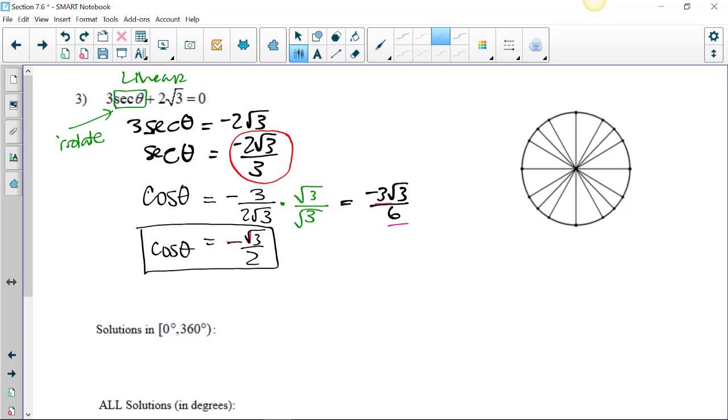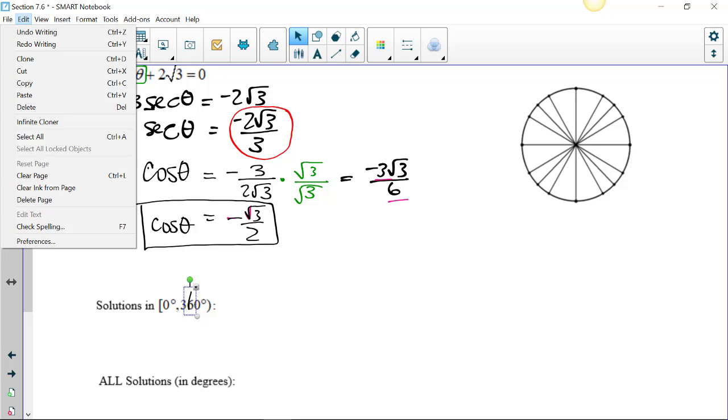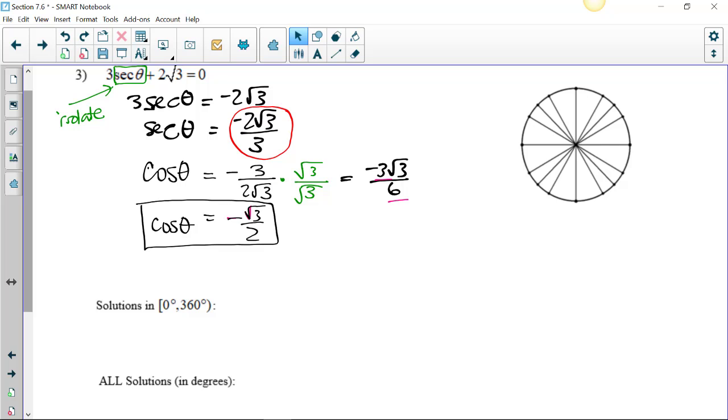I'm trying to figure out what's an angle whose cosine is negative square root of 3 over 2. So what quadrants is cosine negative in? Cosine is negative in quadrant 2 and quadrant 3. So I'm looking for angles in quadrants 2 and 3 whose cosine is negative square root of 3 over 2.